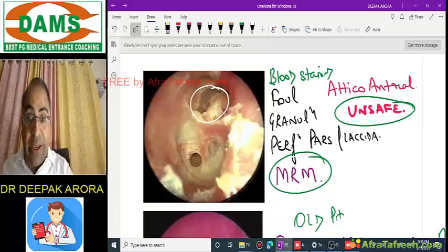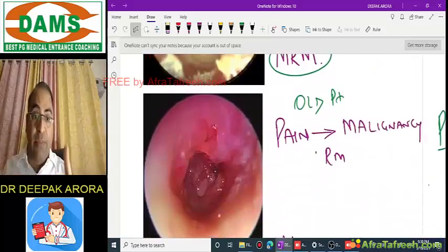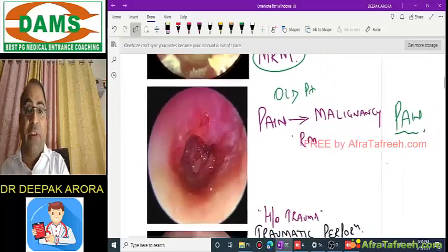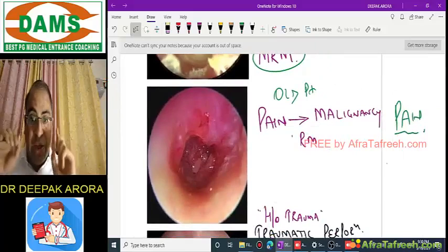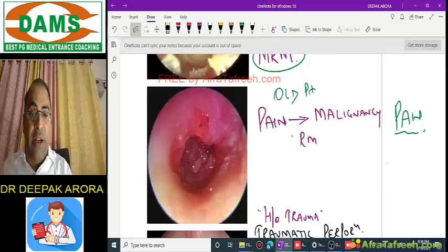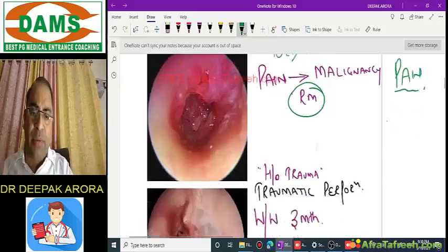But if pain is there, always remember, pain, we will go for malignancy. And what is the treatment for malignancy? Everyone, this question is expected. No pain, unsafe ear. Pain, malignancy. Which treatment? Radical mastoidectomy. Next slide, very crucial for the upcoming examination.